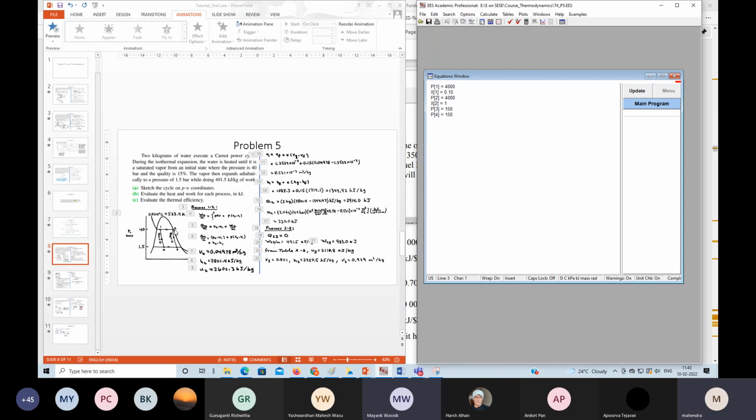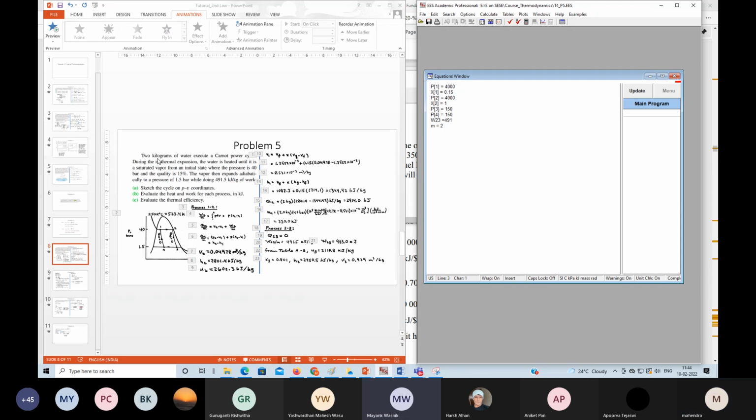Then what is given? W23 is given. That is specific work actually, 491. Also mass flow rate is given to you, that is 2 kilograms. This is the data available with you. Now everything according to the code only.